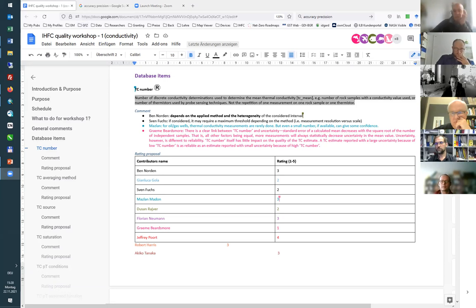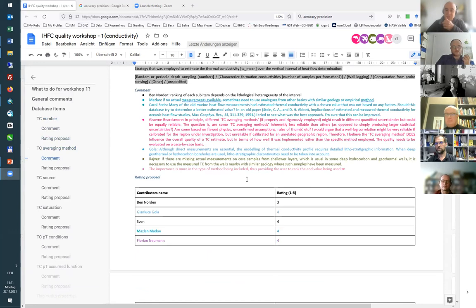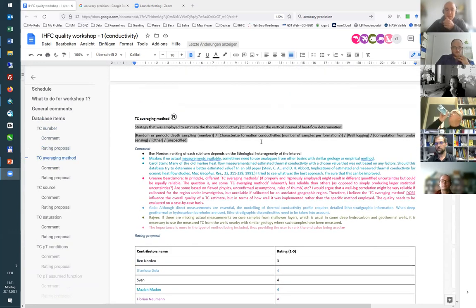Ignacio. Yeah. I think yes, this is very relevant. We're talking about using a tag of quality or quality control for a heat flow determination. So it's very relevant, but it's strongly linked to the number of formations or lithologies. So if we find a way to link both, the names of lithologies or formations and the number of TC determinations, maybe we can find something. This is linked to the TC source parameter that you have in the same document. I don't know if we can find a way to link these two parameters.